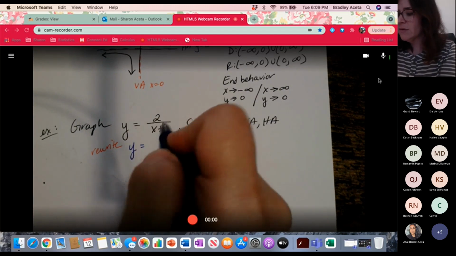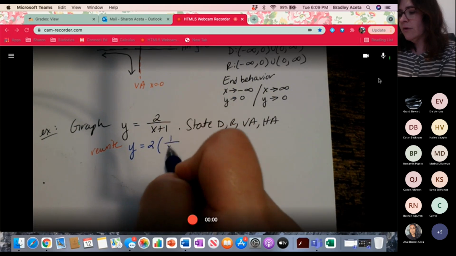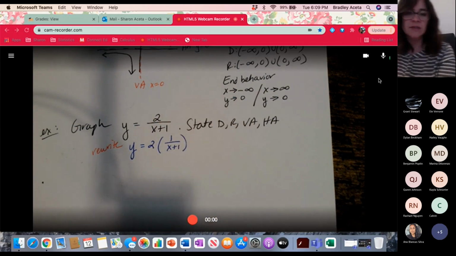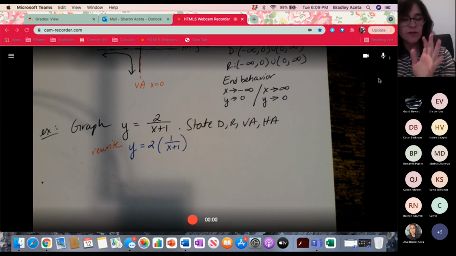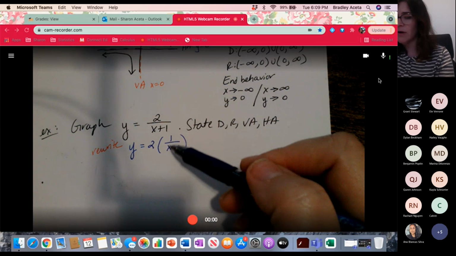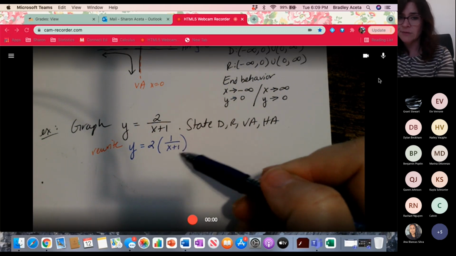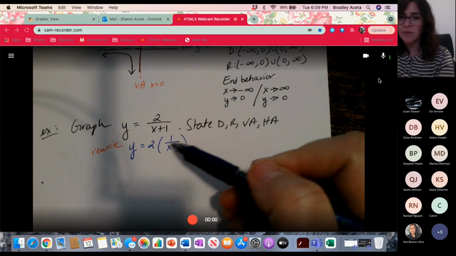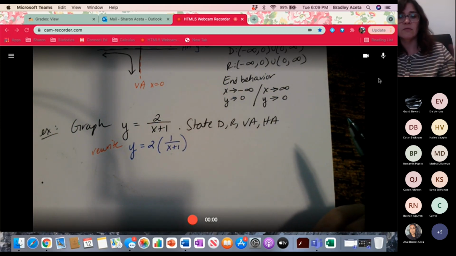To be y equals, I'm going to pull the 2 outside and then write 1 over x plus 1. Okay, that's allowed. It's fraction rules. So what does that mean? Let's go over and refresh ourselves. If my parent is 1 over x and I'm inside the parent, what does that tell me to go? If I'm inside the parent, I move right and left.